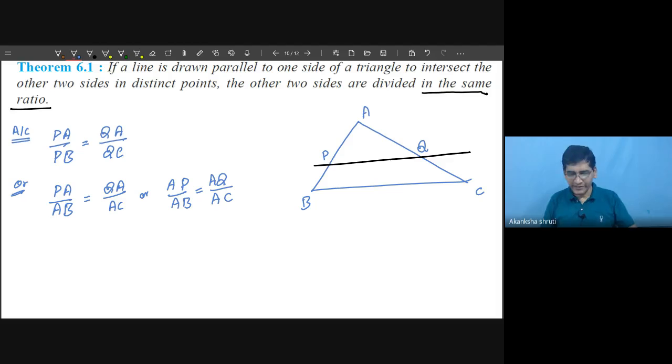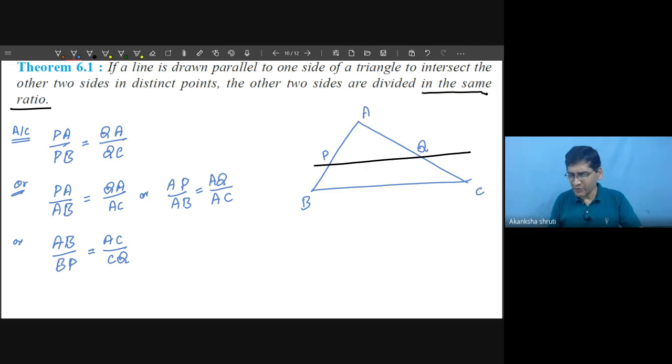It is not only this much, you are also free to choose any other ratios considering this point P. You are also able to choose, say, AB by BP. So while choosing this side AB and BP, in the similar fashion we have to choose for the other side AC, then CQ. So AB by BP will be equal to AC by CQ.